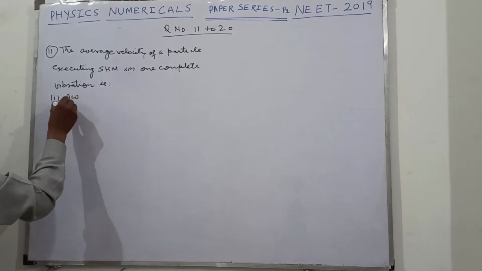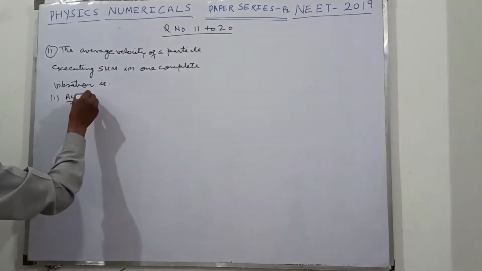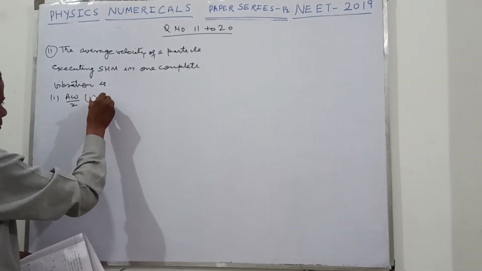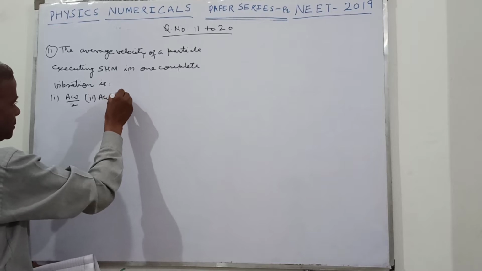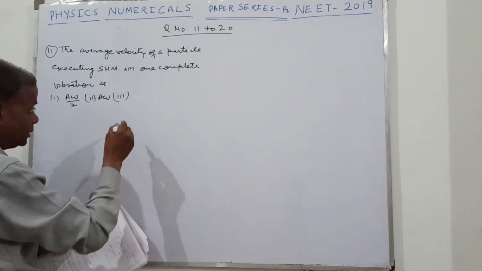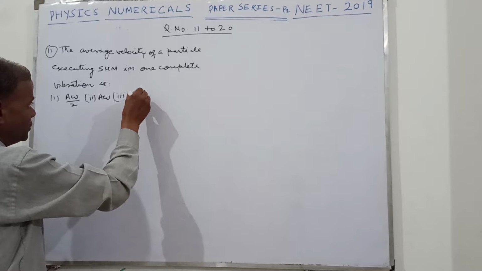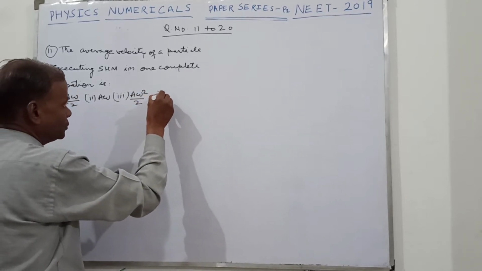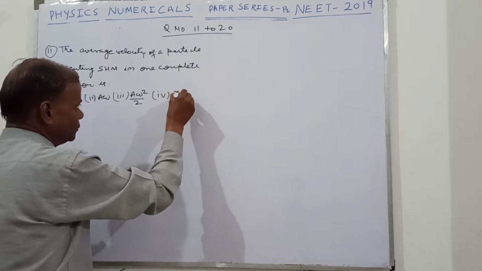Number 1, A omega upon 2. Second, A omega. Third, A omega square upon 2. And fourth, 0.